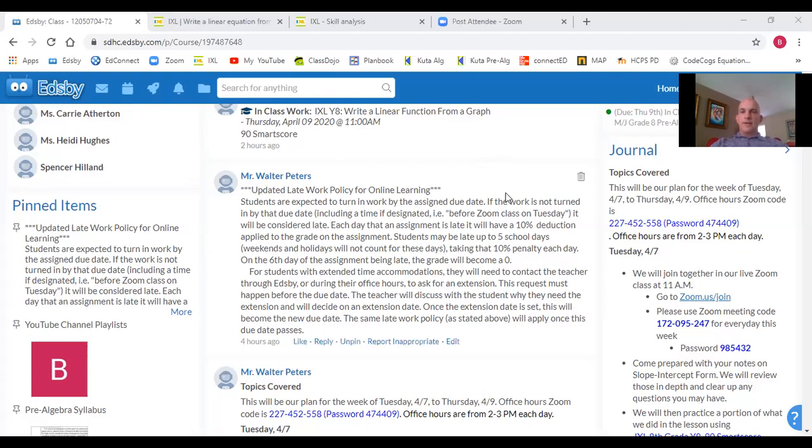So if you're someone who has accommodations for extra time and you need that extra time to get that done, please make sure to get in touch with your teachers, whether it's through their office hours or sending an EDSB message. We'll work out a new time for you to get that assignment in. We'll discuss with you what you think is a reasonable time, what we think is a reasonable time for additional time to that assignment, and then that will be your new due date.